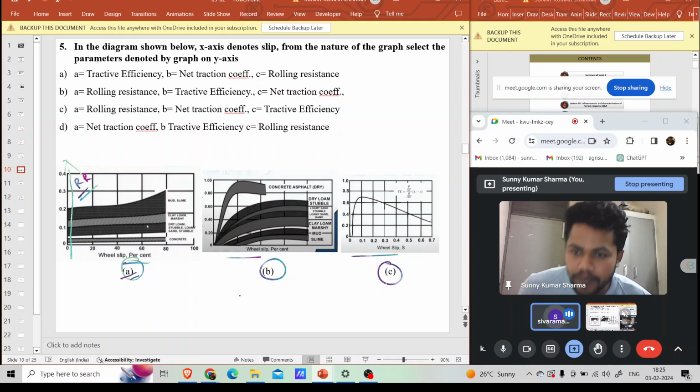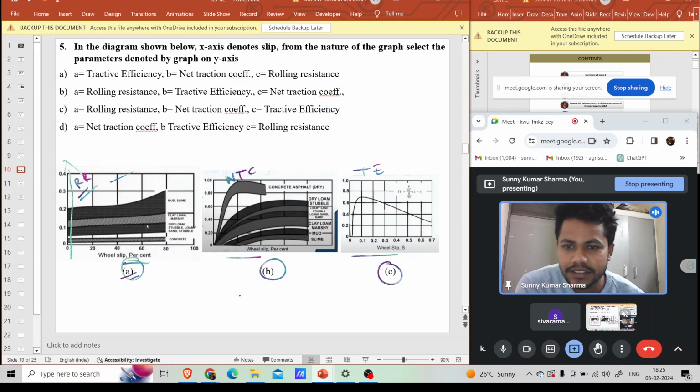In B, it is net traction coefficient, sir. Net traction coefficient, correct. In C, it is tractive efficiency, sir. That is correct. You are 100% correct. This is rolling resistance, net traction coefficient, and tractive efficiency. Means option C is correct.